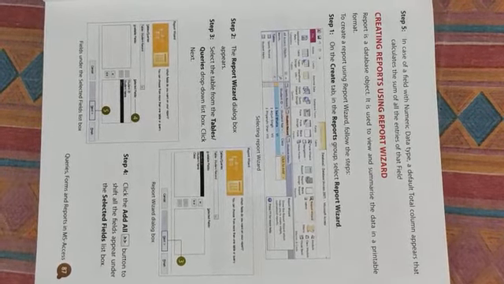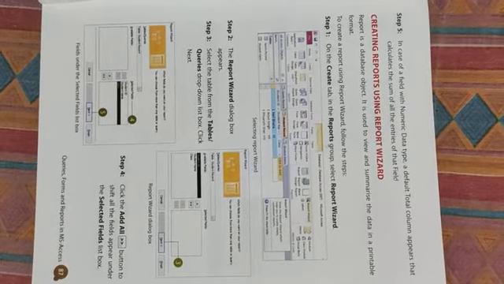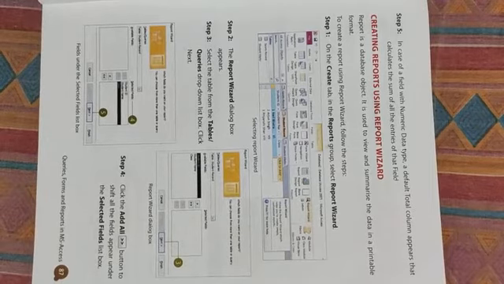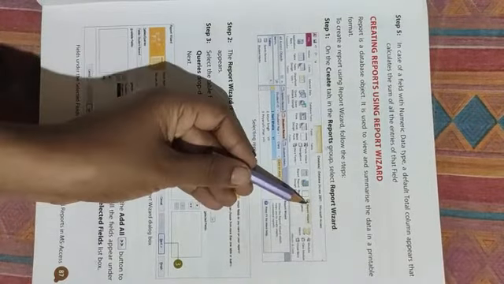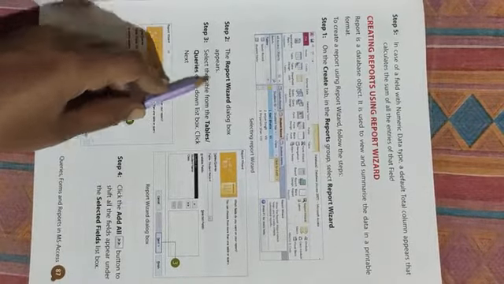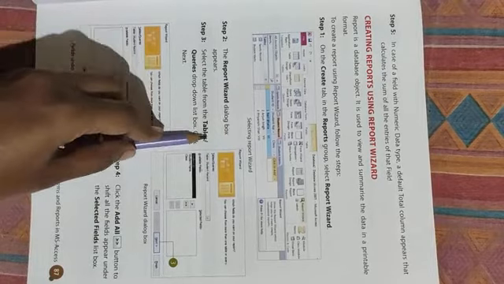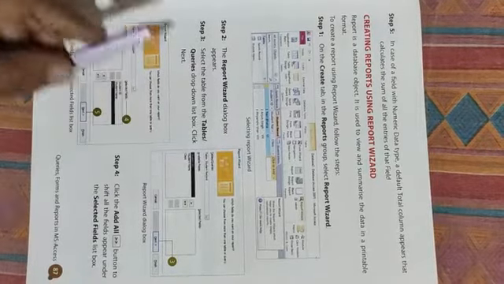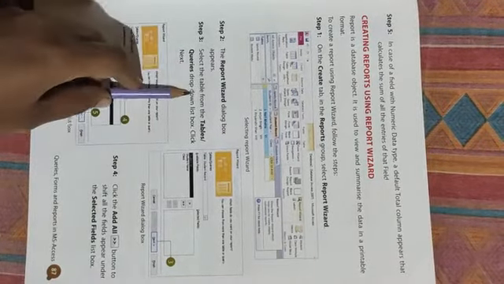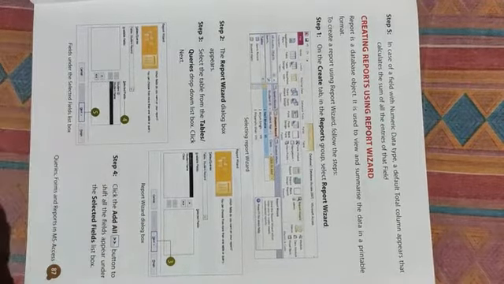To create a report using report wizard, follow these steps. Step 1. On the create tab in the reports group, select report wizard. Now step 2, the report wizard dialog box appears. This is your report wizard dialog box. Select the table from the drop down list. Whichever table you want, you can select from here. Then click next.